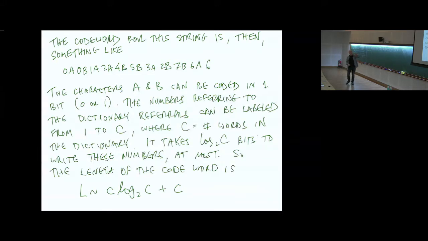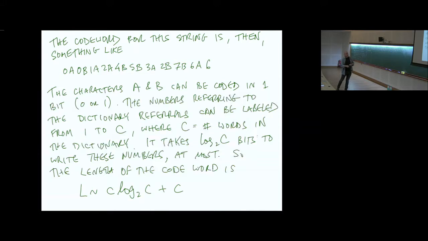And the point is, as I said, that the length of this thing is less than or equal to C log base 2 of C, the number of words in the dictionary, plus C, because that is one bit of information per term, telling me if it's an A or B which has to be appended to it.